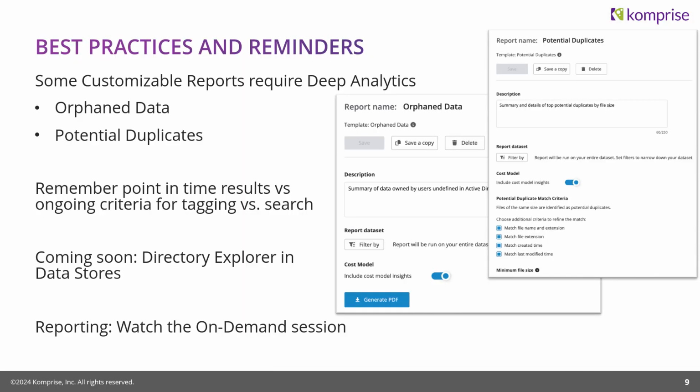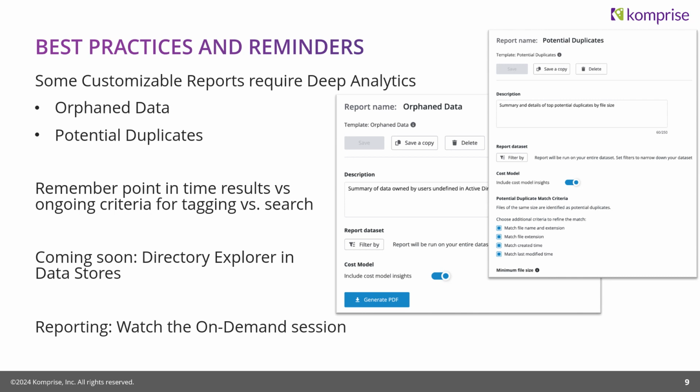Fantastic. All right. Well, thanks for taking us through all of that. Hopefully this is helpful as an overview of what you can do today and what's coming in the next release. A few best practices and things to be aware of: a couple of the customizable reports Jeremy talked about, orphan data and potential duplicates, do require the use of deep analytics. So if you're only using Komprise for migration, or you're not using the full suite of Komprise, then you'll want to definitely take advantage of that.